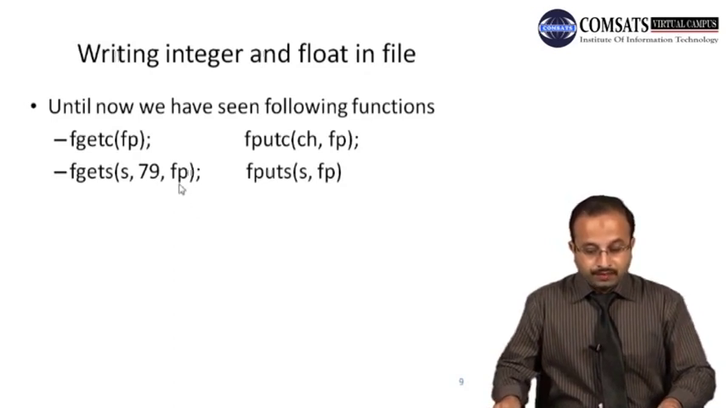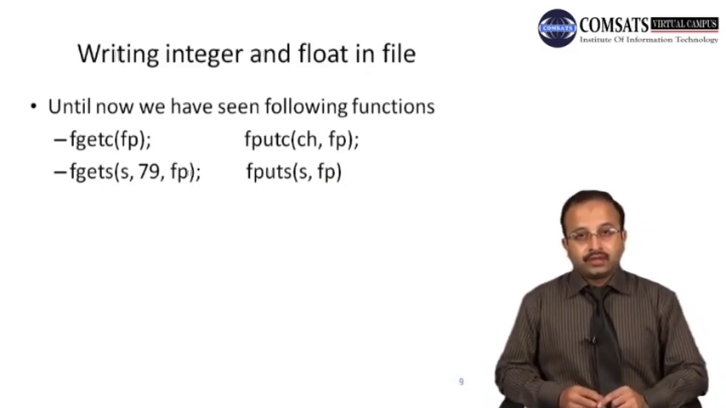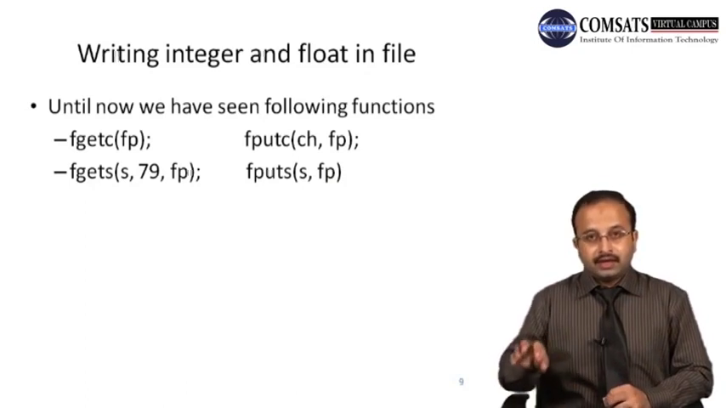So this function fgets reads 79 bytes from fp and writes it in s. fputs reads the string or the characters in s and writes it in fp. So this is the base address of the string or a character array. It will read the characters from this string until it finds null and write all those characters in fp.